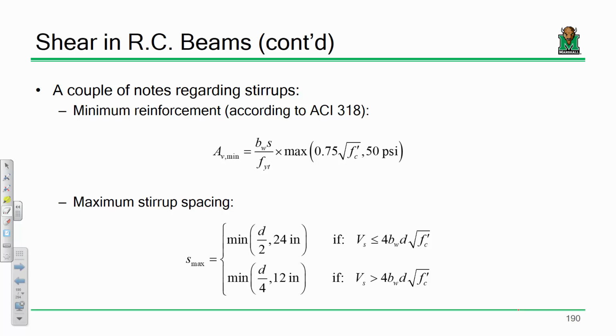So this is our limit on spacing according to minimum reinforcement, and then there's also going to be a limit based off of our maximum spacing. Basically that's just a function of how much capacity we're getting out of the steel that we're providing. That isn't going to mean a whole lot right now. These limits are going to mean a lot more from a design standpoint, when we're designing our stirrup layout.